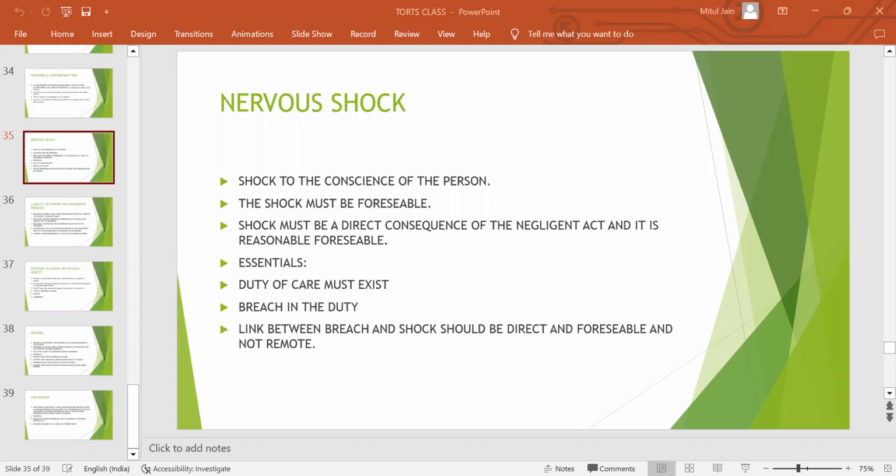Right. So we'll stop here today. In the next class, we'll start with no fault liabilities, which is strict liability, absolute liability, and vicarious liability. Okay, and then we'll be completing our law of torts. Probably in one class or two classes, we'll be completing law of torts.